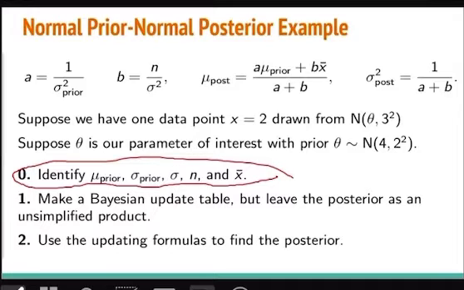The next question says make a Bayesian update table, but leave the posterior as an unsimplified product. Then the next one: use the updated formula to find the posterior. Let me show you the table now.